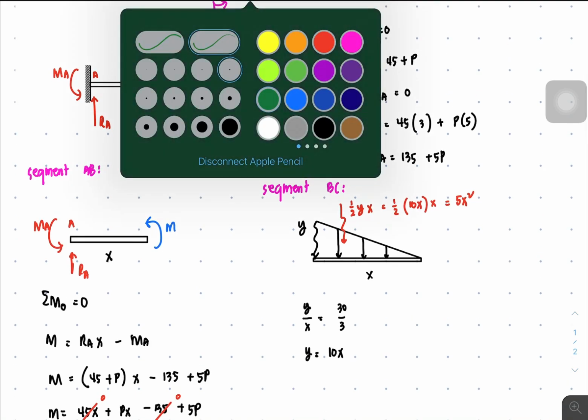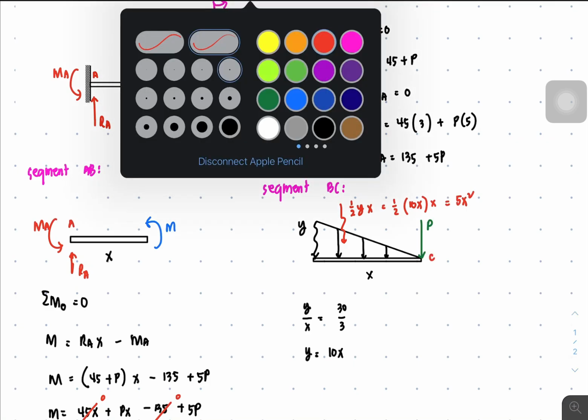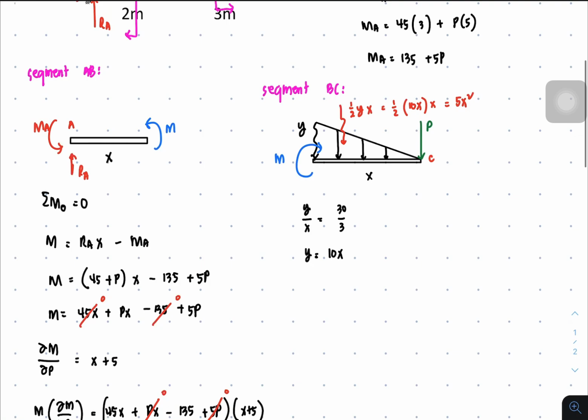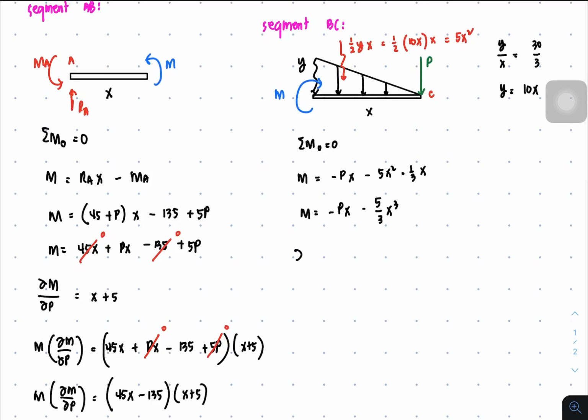Okay, so in that case, do not forget that at the point here, you have P, since this is point C, and then you also have this moment. So let us now get the moment equation. Summation of moment at the point of cutting equal to 0, you will have M, and that's equal to negative Px minus 5x squared times 1/3 of x. So M is equal to negative Px minus 5 over 3 x cubed.